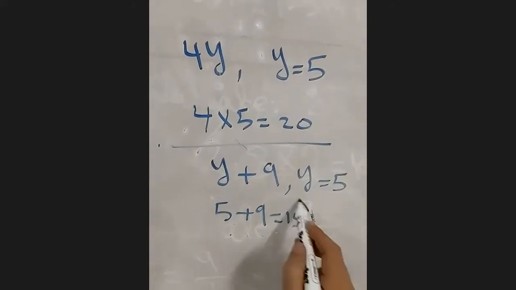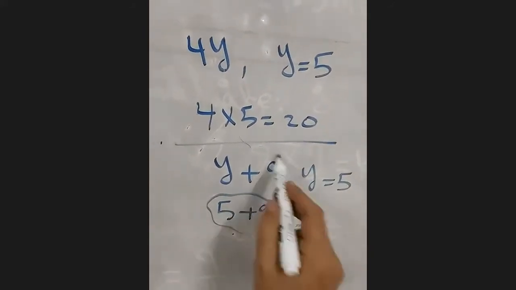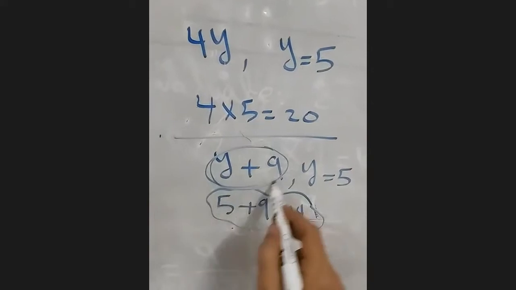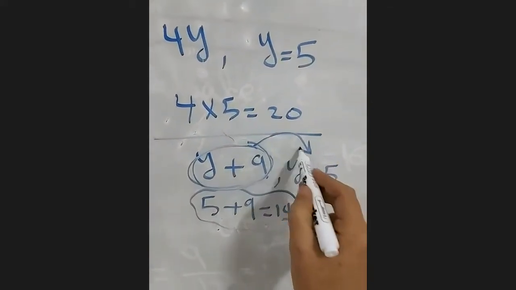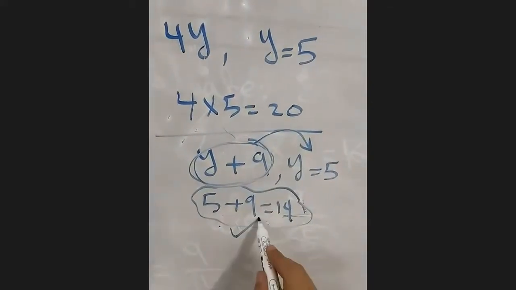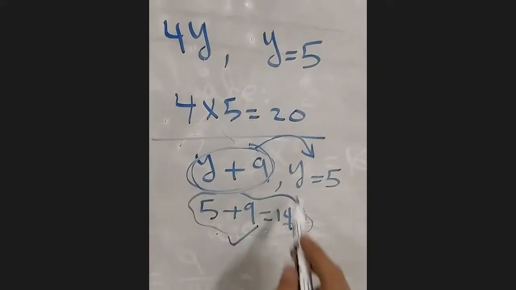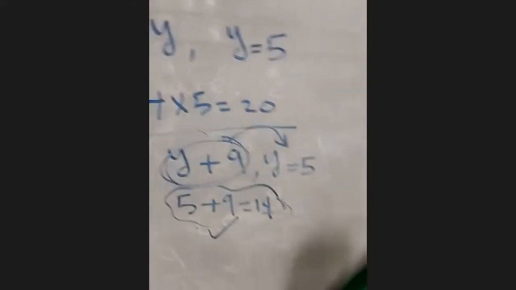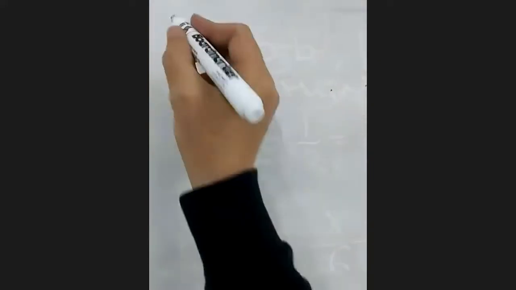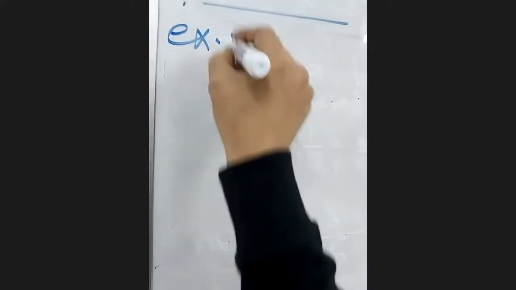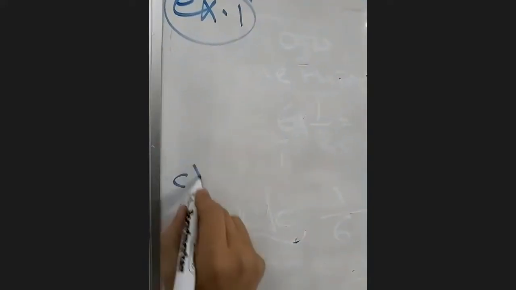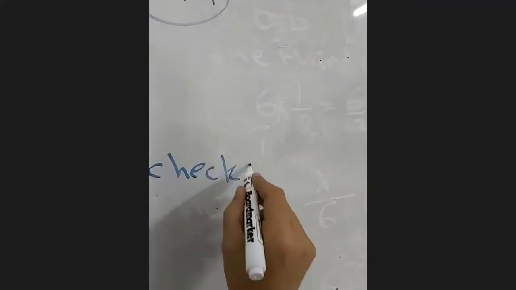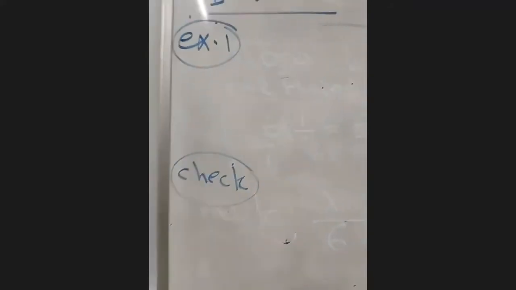This is what we call evaluate algebraic expression. So we have an algebraic expression with a given number and we evaluate it. We evaluate it to find the value of the algebraic expression. This is the idea of this lesson. Yesterday we talked about it. So today I'll repeat example 1, guys, and the check under it.